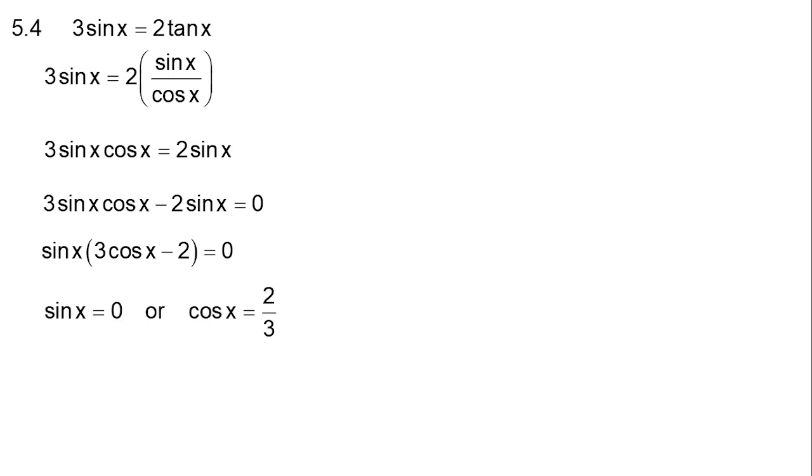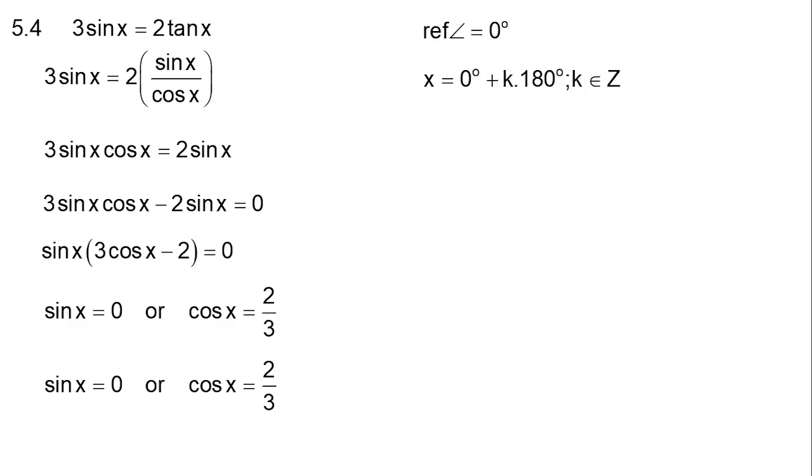And so that means sine x is equal to 0, or cos x is equal to 2 over 3. Now starting with sine x equal to 0, so if you say shift sine 0, you get a reference angle of 0. Now 0 is kind of an interesting angle because it is a boundary angle or a quadrant divider. So it does not belong in any quadrant. It defines quadrants. So therefore you are dealing with a special scenario.